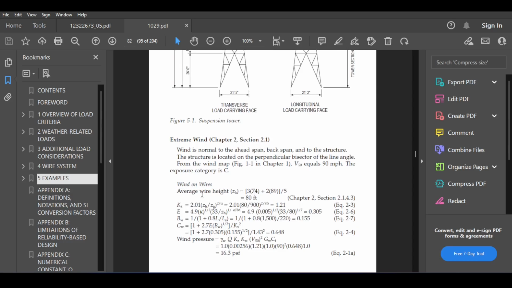So he is calculating, first of all, the average wire height, which is 3 multiplied by the level 74 plus 2 multiplied by the level 89, divided by 5. He gets here the 80 feet. Of course, he references also the equations and chapters used in this guideline. This is gold because now you have not only an example in video form, which we were going to do on robot, you also have the design material that you can use for your career.